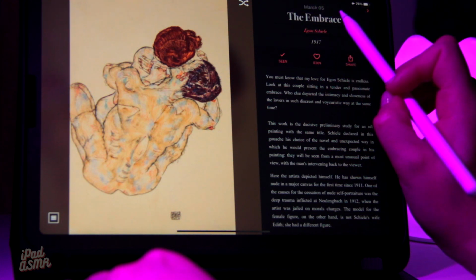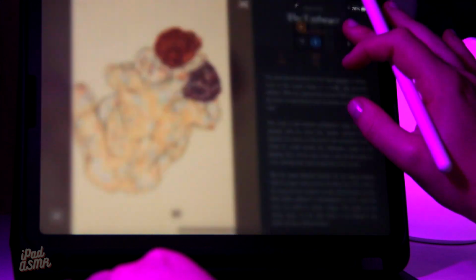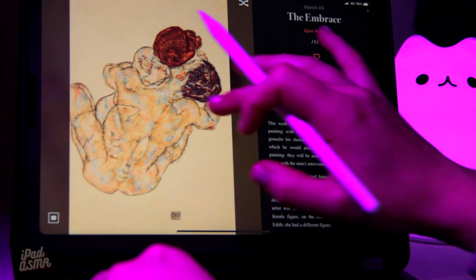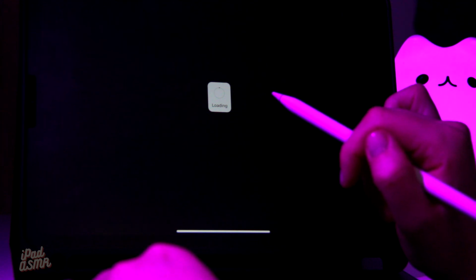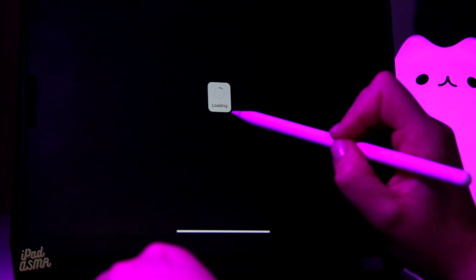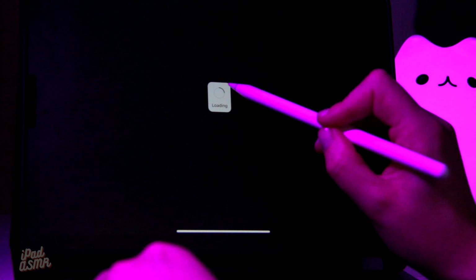So this is The Embrace by Egon Schiele. This was from March the 5th. So let's turn off our aeroplane mode and we will take a screen grab of this painting. But first, like always, we will have to wait for it to load.